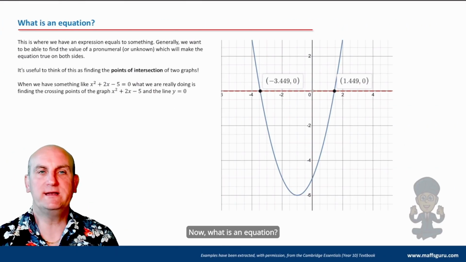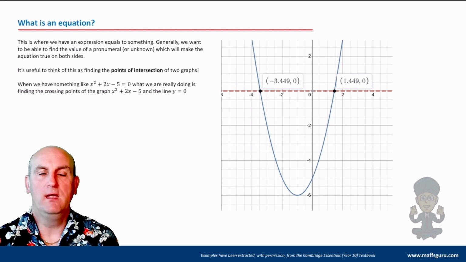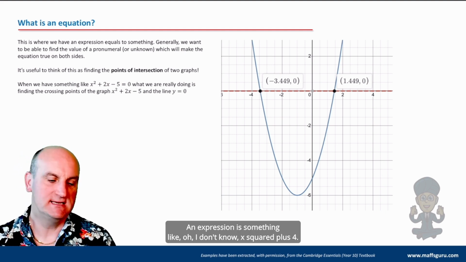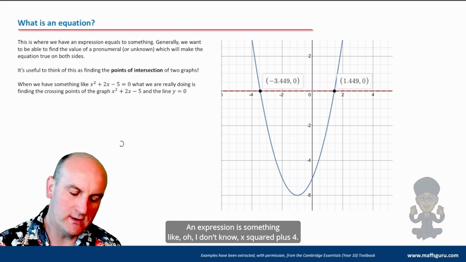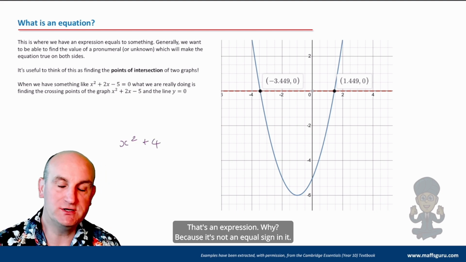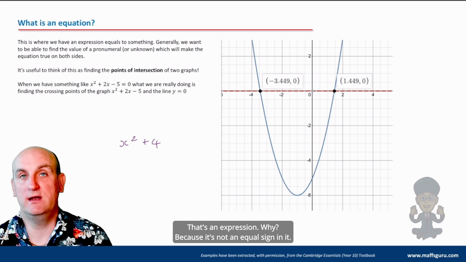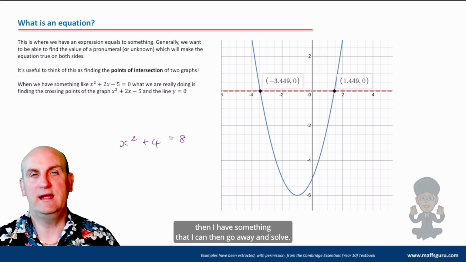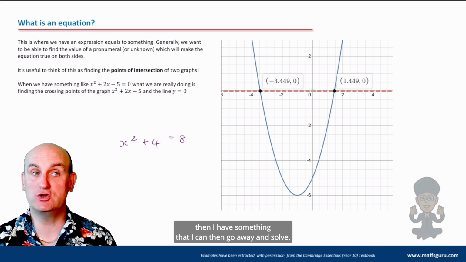Now, what is an equation? Equations and expressions are very, very different things. An expression is something like x squared plus 4. That's an expression. Why? Because it's not got an equal sign in it. If I put an equal sign in it and say equals 8, then I have something that I can then go away and solve.